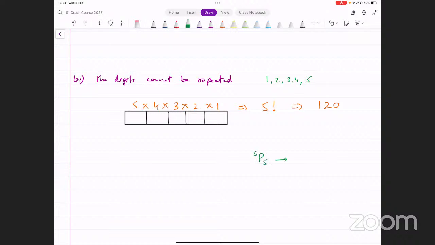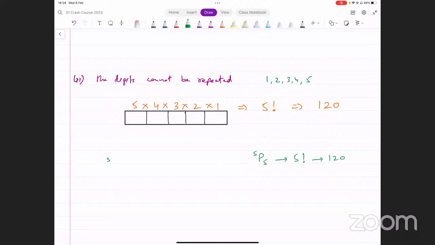And if you evaluate this, it's actually going to be the same thing as 5 factorial, and that's 120. So when the number of objects and the number of places where you have to arrange them is equal, it's the same thing as using factorial. It results in the same thing. You can try 5p5 on your calculator. That's also going to result in 120.